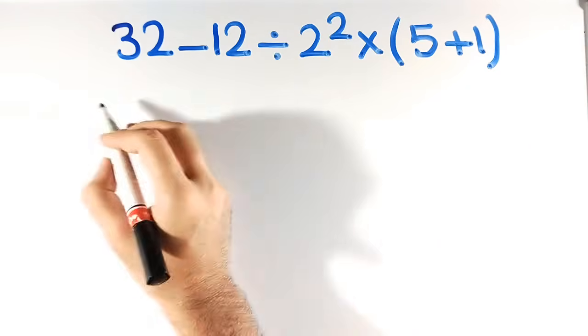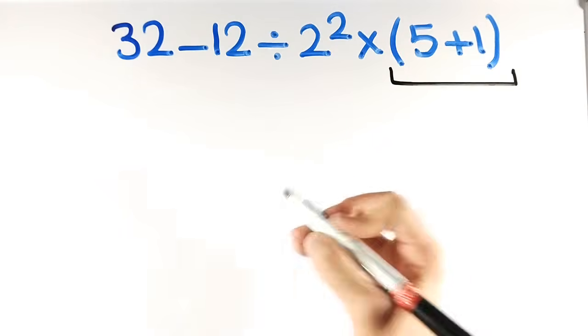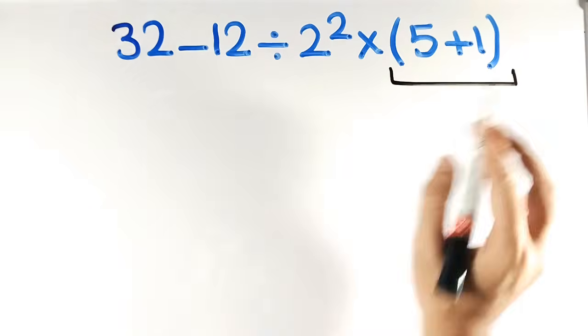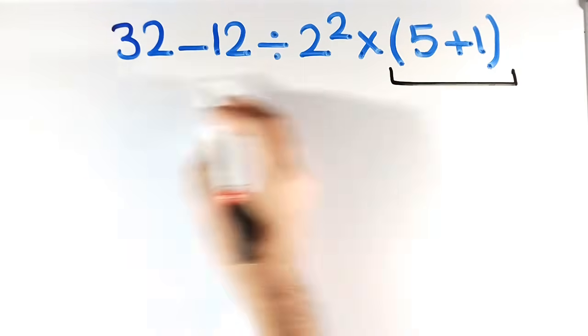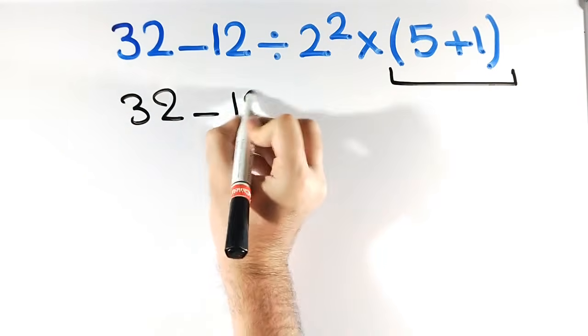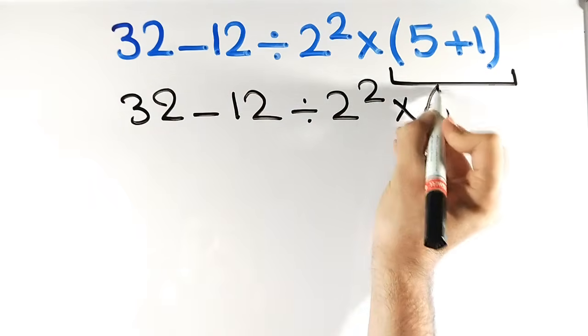Also, some other people, when solving this question, first go for the expression inside the parentheses because they believe parentheses have a higher priority than the other operation. So, instead of this expression, they write 32 minus 12 divided by 2 squared multiplied by 6.